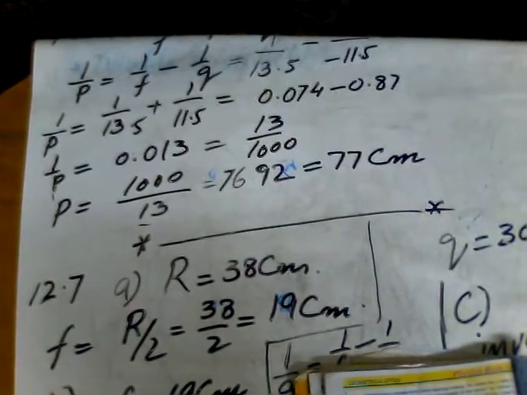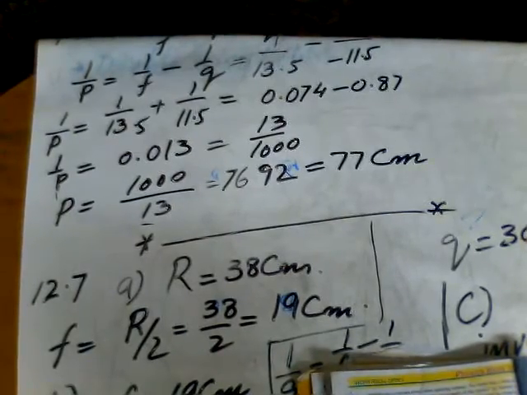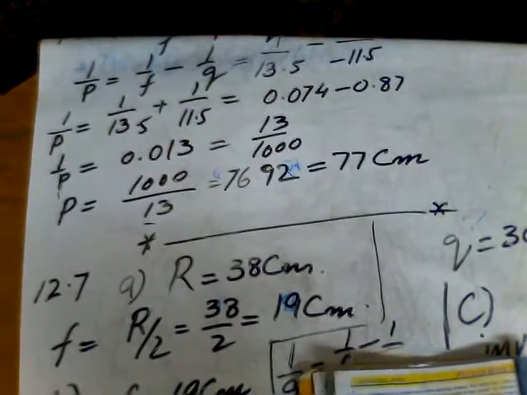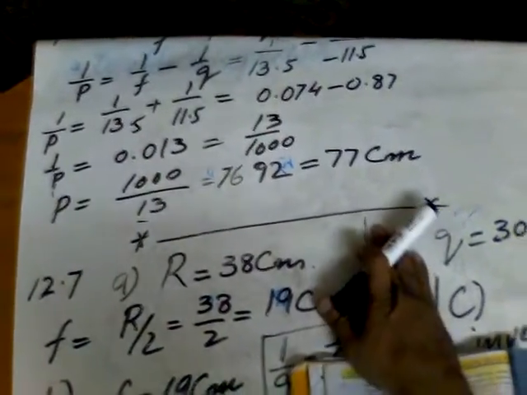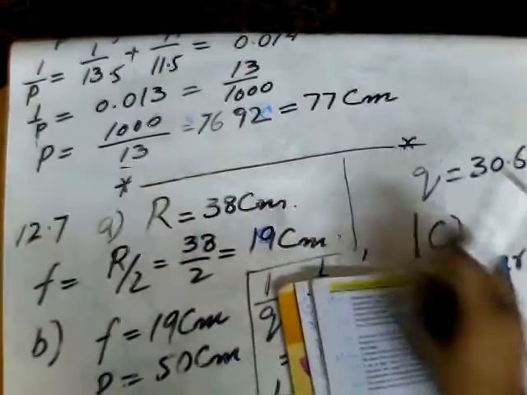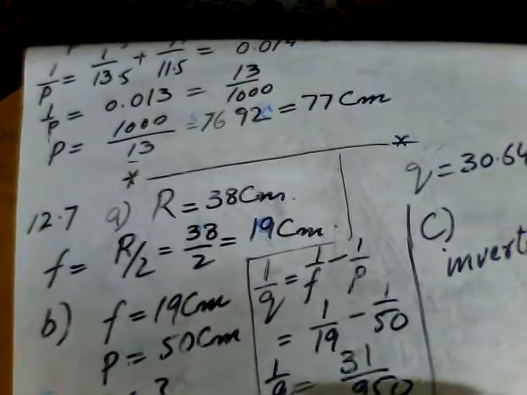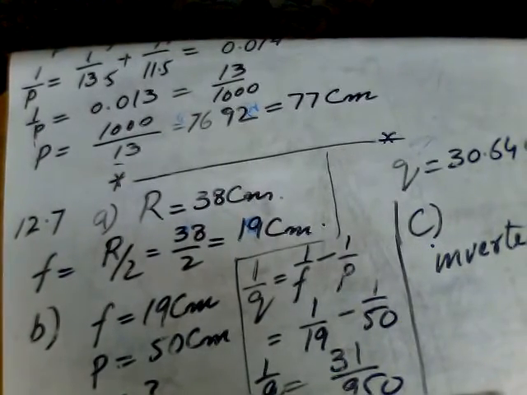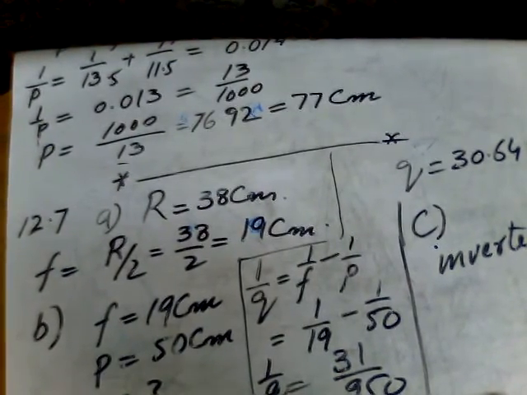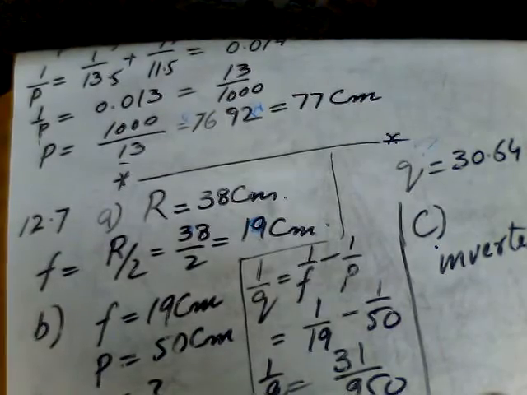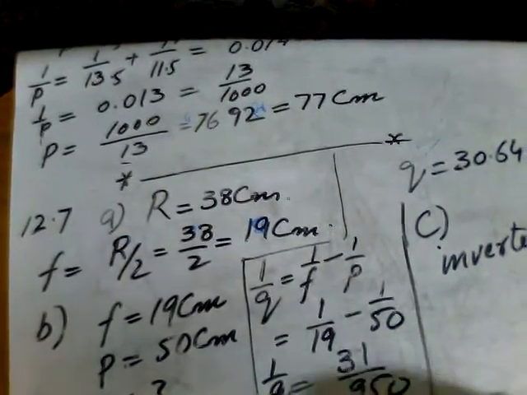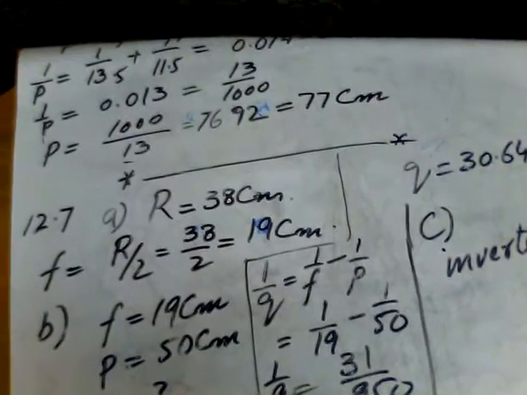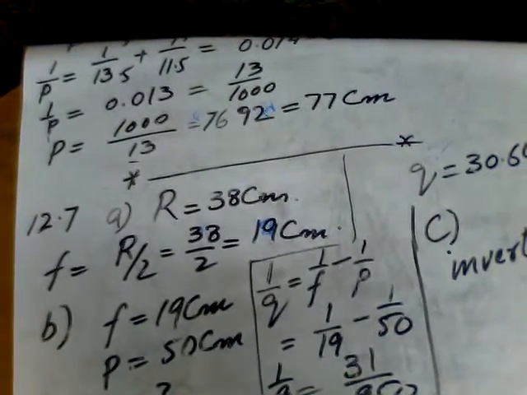Second, Nabila is located 50 centimeters from the mirror, the distance between the mirror and the object, meaning P. P is 50. Where will her image appear? The location of image Q. So it is very simple, we have a lot of practice now. Many numerical problems we have already solved.